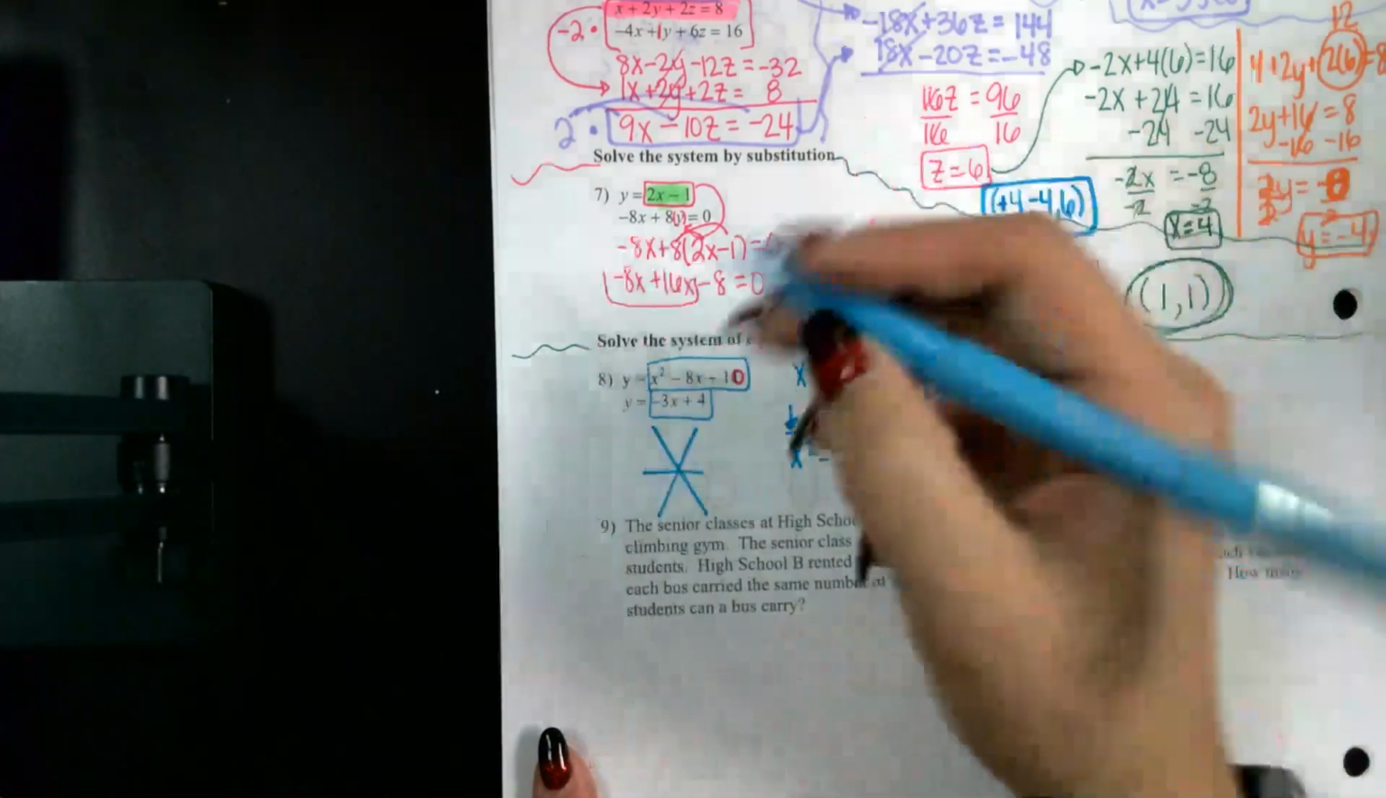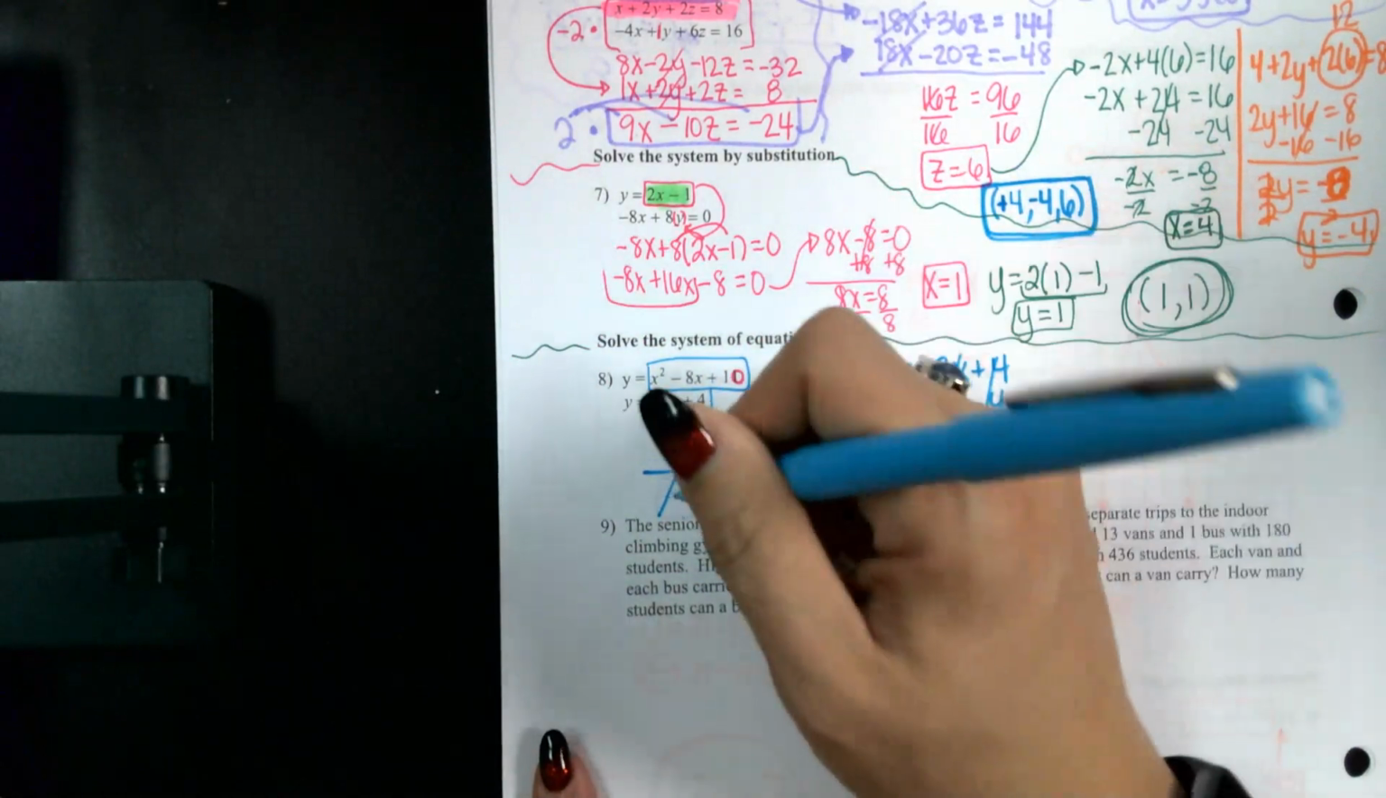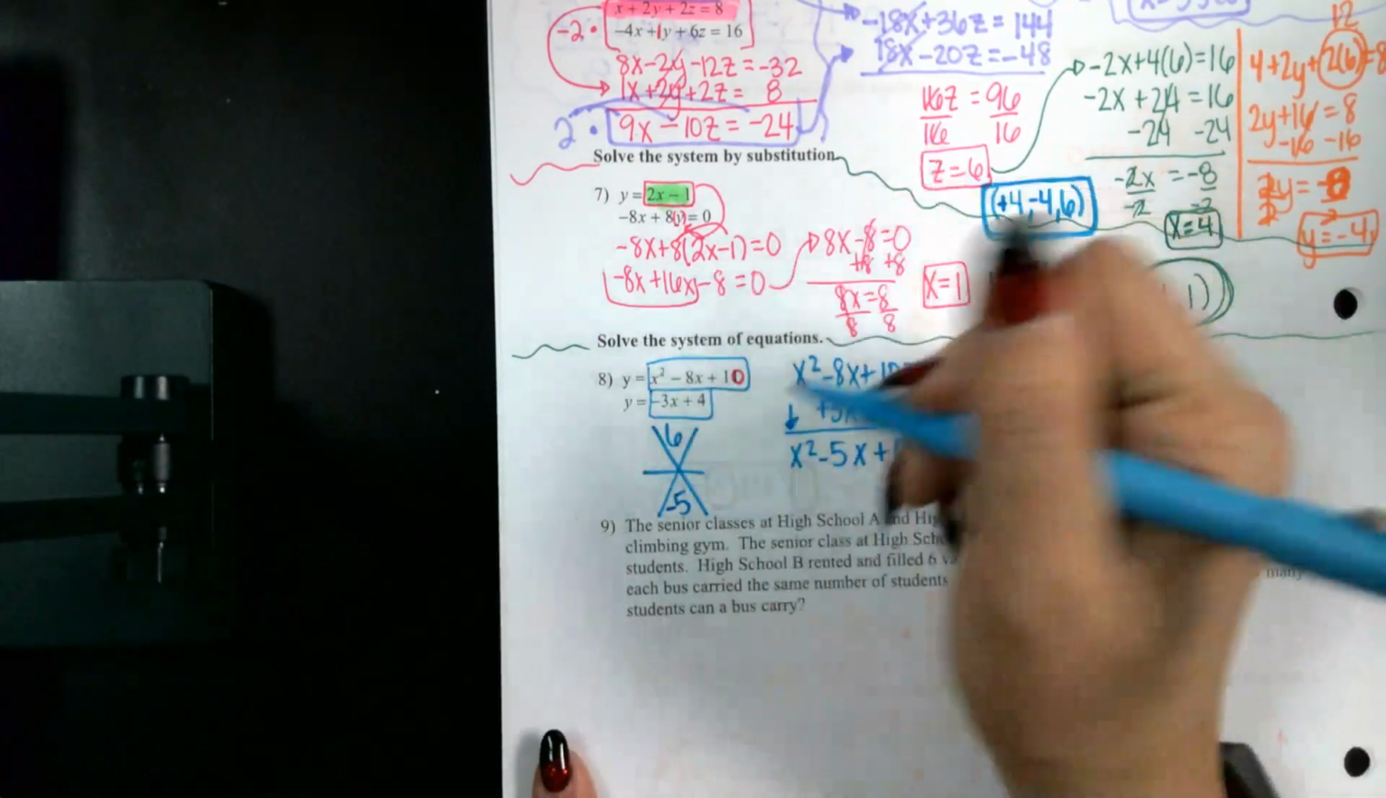So we are looking for the two numbers that multiply to give us positive 6, but add to give us negative 5.